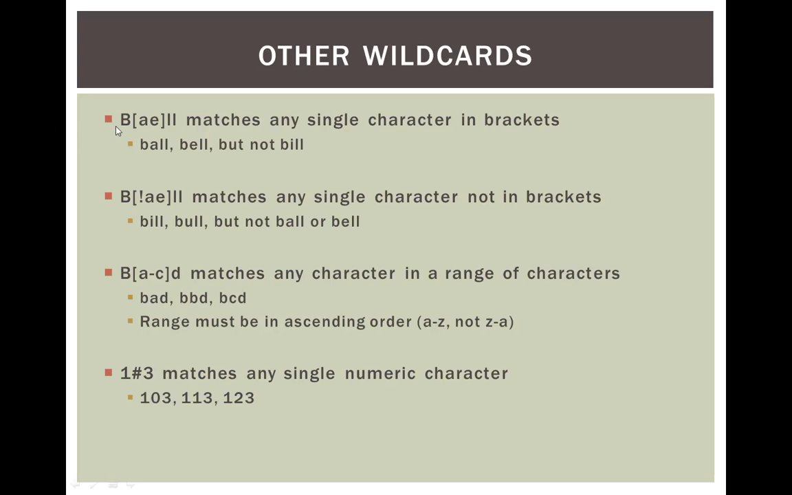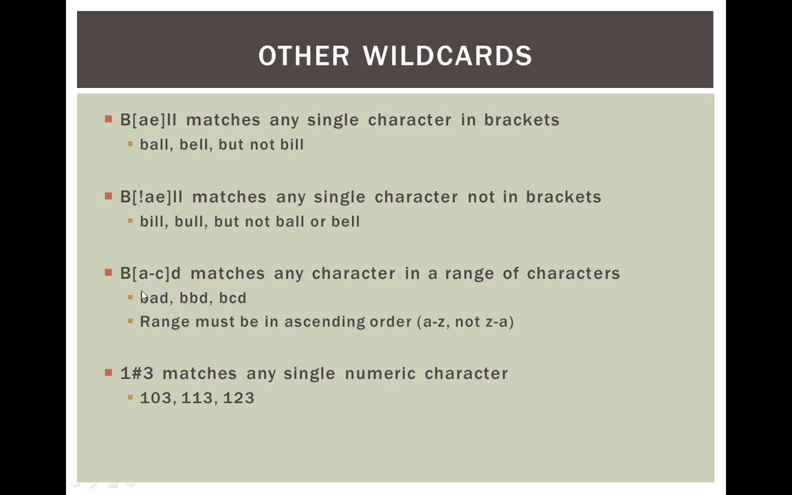And so what I most likely will do is say, give an example of this: B[!AE]LL. What is that saying? What would that return? Some basic familiarity with the wildcards and how they're used would do you some good. So this would return anything but BA or BE. So bill, bull, but not ball or bell. Real simple stuff.